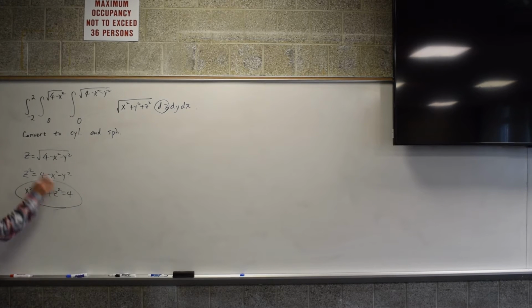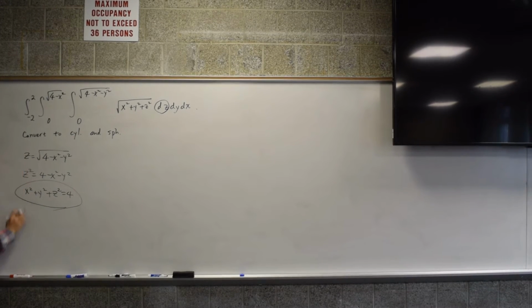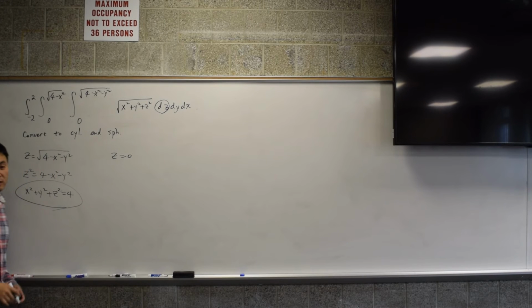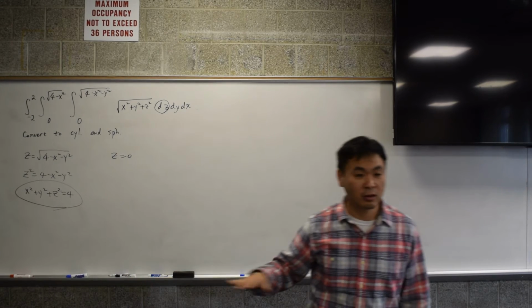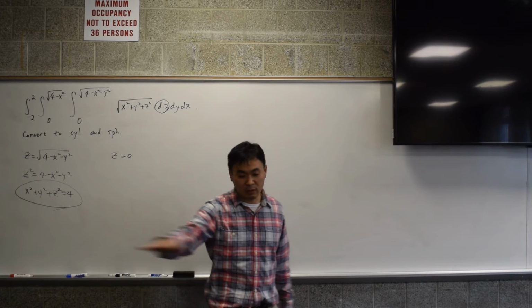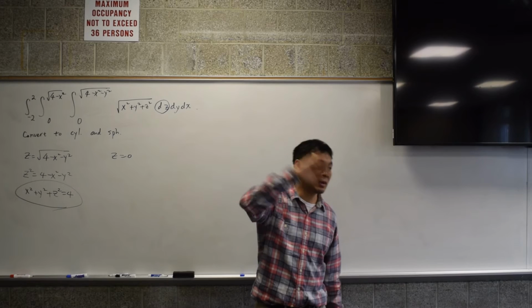However, if you write it like this, it's not the entire sphere. You get half the sphere because z is only positive. And z equal to 0 means you're collecting all the points that have 0 height, so you get the xy plane. So this integral is integrating starting from the xy plane, going up until it reaches the top half sphere.